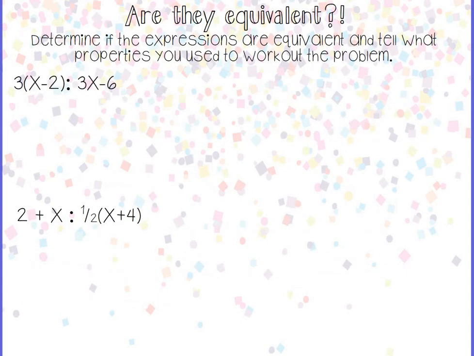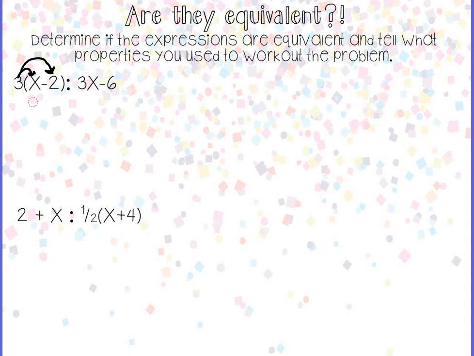All right, so we're going to take a look and see if these expressions are equivalent and then tell what properties we use to work them out. Well, here I notice that I have these numbers grouped together, but with subtraction, and I'm multiplying this on the outside. So what that tells me is that I can distribute the 3 to both of these numbers using multiplication to see what I get. Okay, now typically what we've been doing is we've been going the opposite direction.